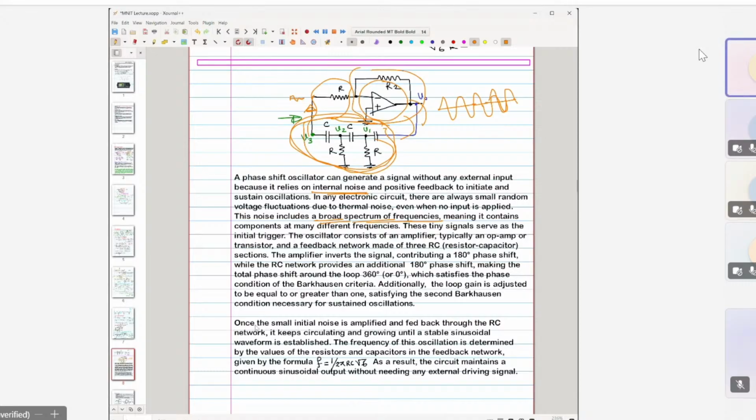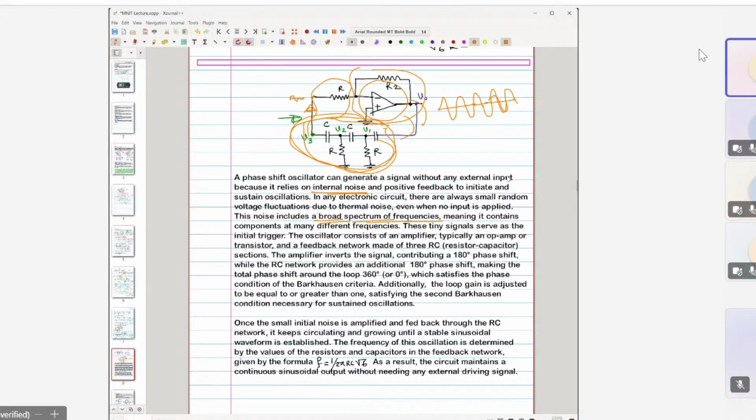Now, once this small initial signal gets amplified and fed back through this RC network, it keeps circulating and growing until a stable sinusoidal waveform is established. The frequency of this oscillation is determined by the values of the resistors and capacitors in this feedback network, given by this formula. We have already discussed omega equal to 1 by root over RC, so f would be equal to 1 by 2 pi root over RC. As a result, the circuit maintains a continuous sinusoidal output signal without needing any external driving signal, right?